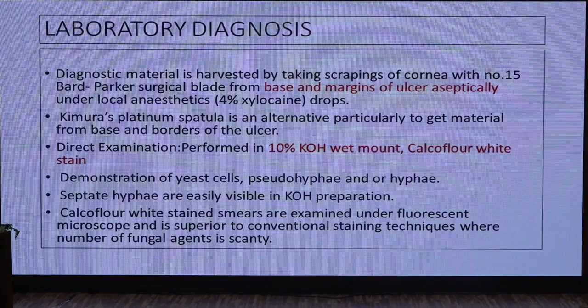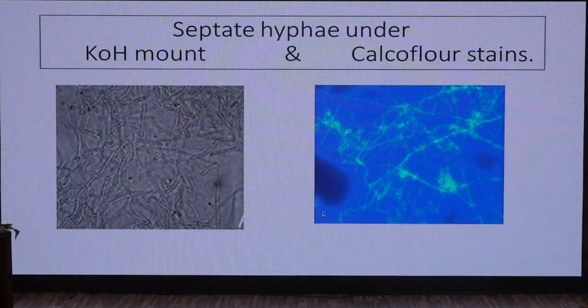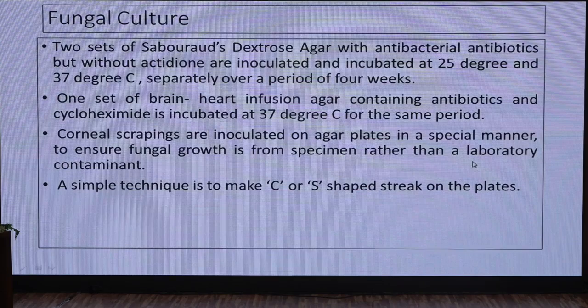Now, the lab diagnosis of fungal infection: we have to collect the specimen from the base and the margin of the ulcer aseptically, never from the surface. It should be sent to the lab, and we will perform 10% KOH and calcofluor white stain upon request. We demonstrate yeast cells, pseudohyphae and hyphae, and calcofluor white stain smears are examined under a fluorescent microscope, which is superior to conventional staining techniques as shown in this figure. This is the KOH mount, and this is the calcofluor staining showing septate hyaline hyphae.